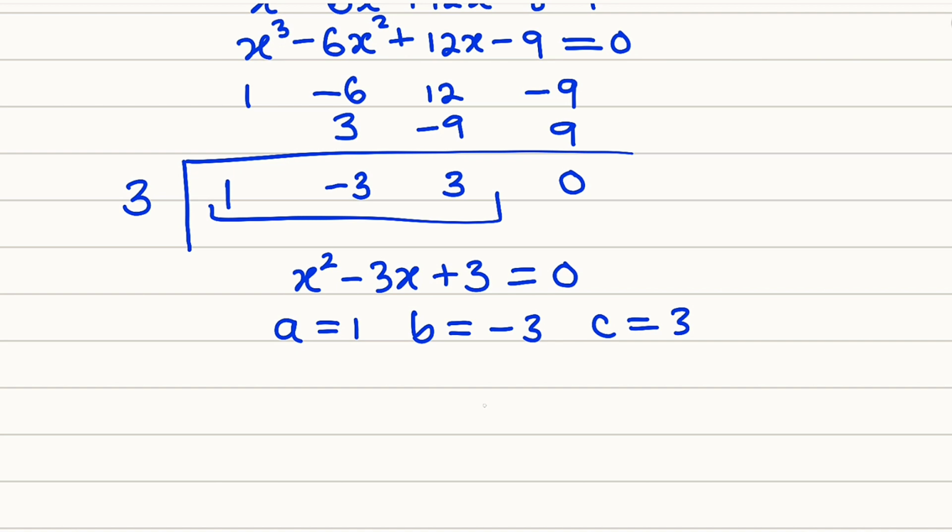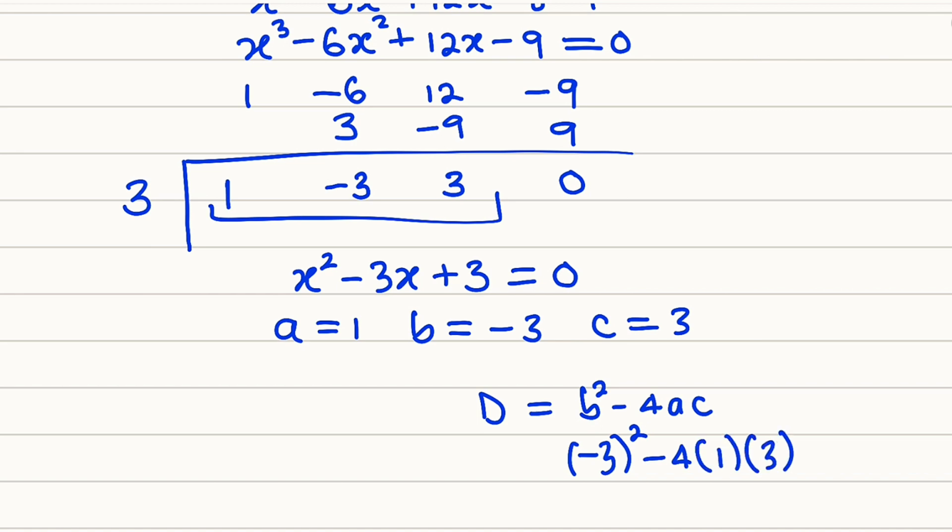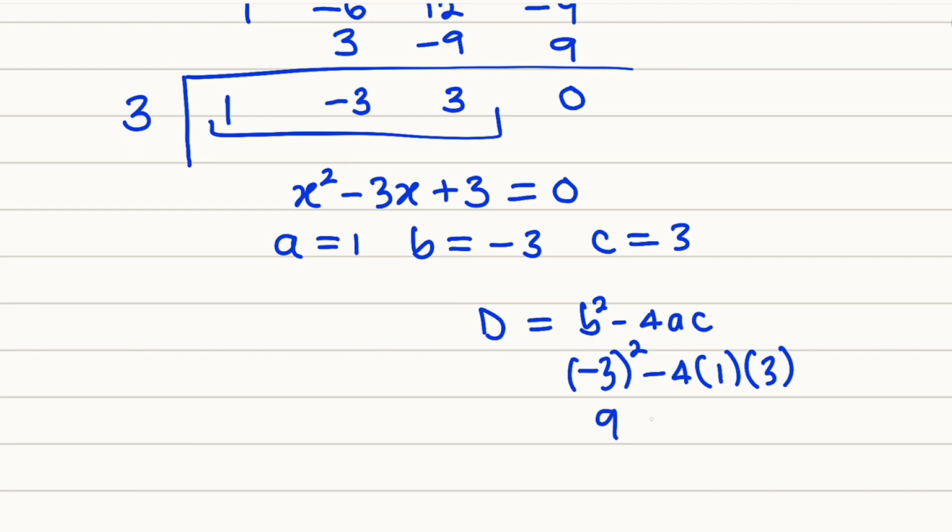First of all, let us find the discriminant d. This is equal to b squared minus 4ac. And b squared is the same thing as negative 3 all squared, minus 4 multiplied by a, which is 1, multiplied by c, which is 3. This is 9 minus 12, right? And this is equal to negative 3.